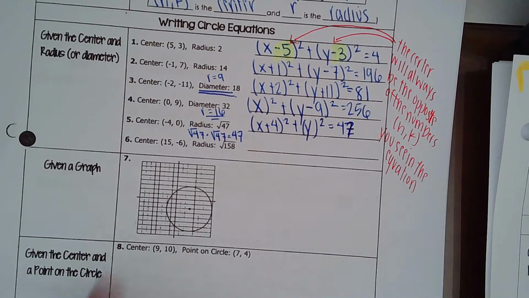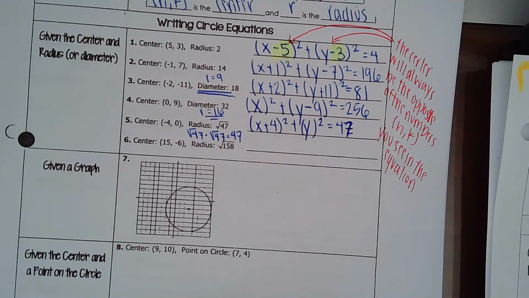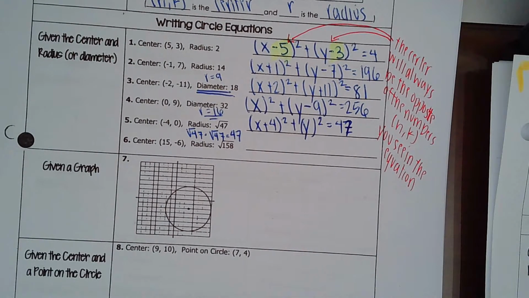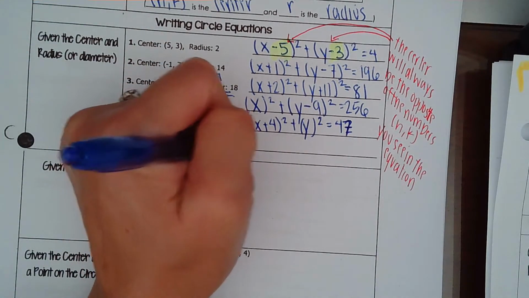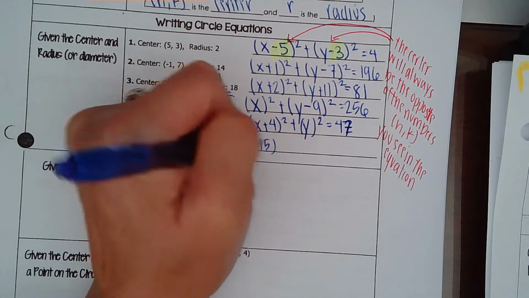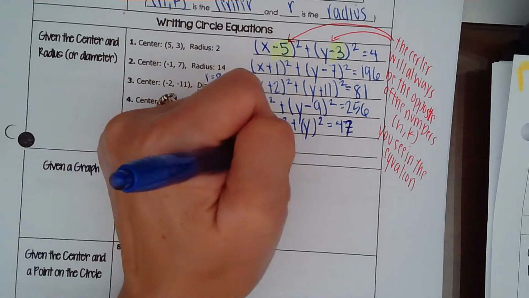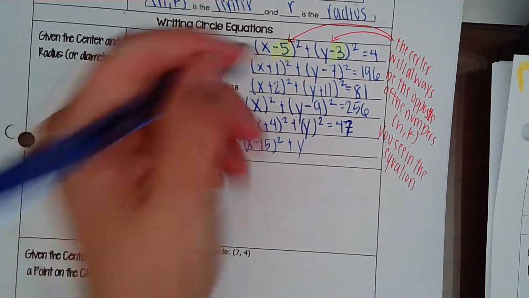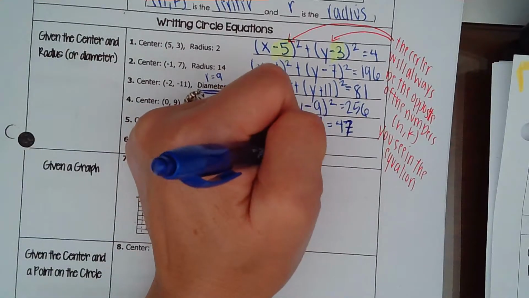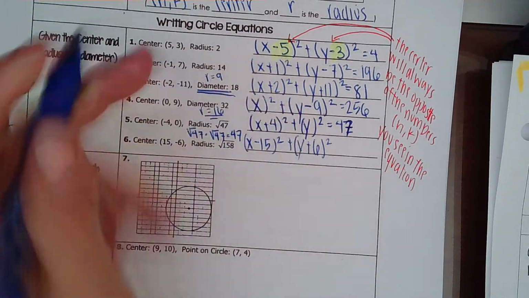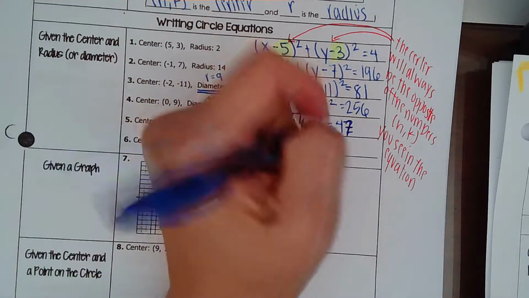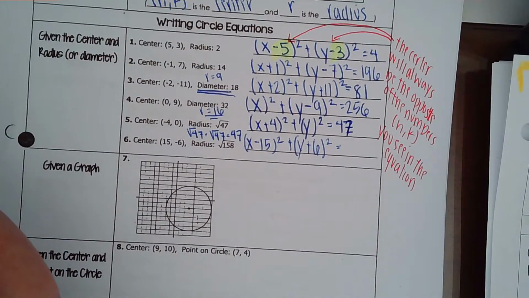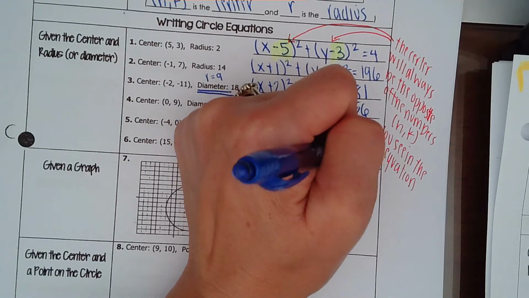Okay, and now we've got to try number 6. If you want to pause me and try it by yourself, you are more than welcome to. If not, I'm just going to do this one. So I am going to do x minus 15 squared plus y plus 6 squared, and then my radius, rad 158. If I square rad 158, I end up with just 158.